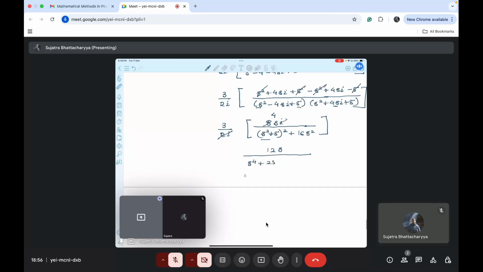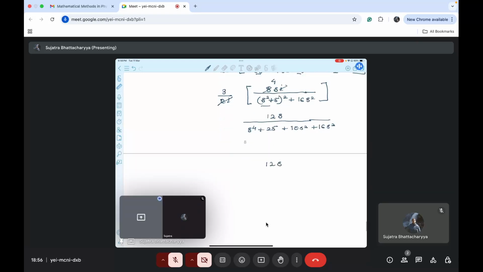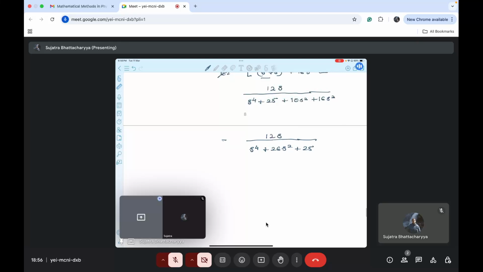plus 25 plus 10 s square plus 16 s square, which can be further written as 12s divided by s to the power 4 plus 26s square plus 25, which we can solve as a quadratic equation kind of. So 12s divided by s square plus 25 into s square plus 1. This is the answer. So how we have solved this?